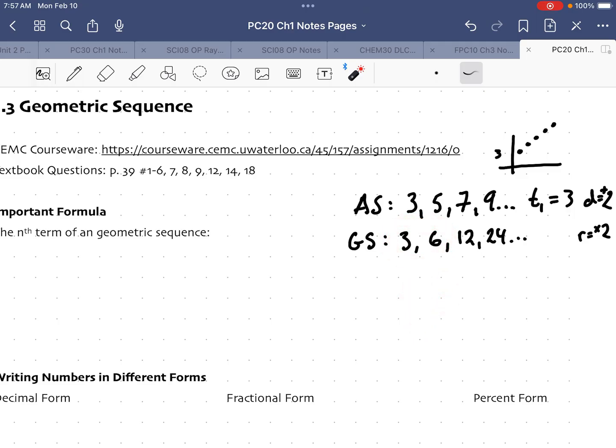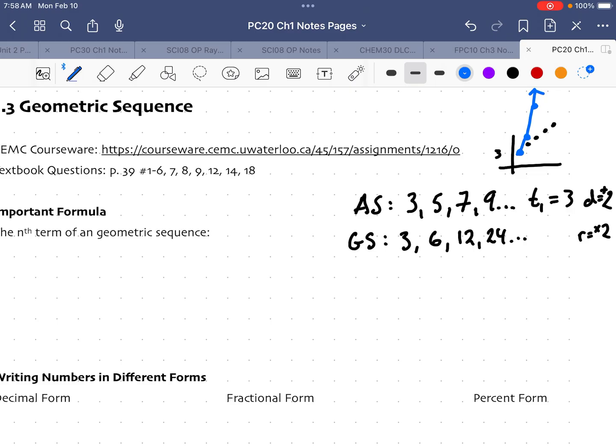6 divided by 3 is equal to 2. This one graphs a little bit different. This one starts at 3, and then it goes up to 6, and then it goes up to 12, and then it goes up in a big, quick curve like that. So an arithmetic sequence gives us a linear equation, and a geometric sequence gives us a nonlinear equation.